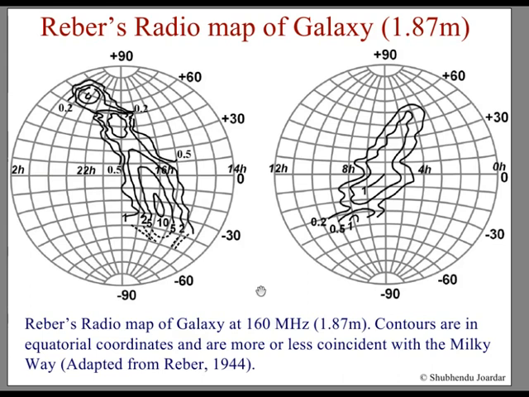It was a single dish, and he plotted the Milky Way at a frequency of 160 megahertz using the equatorial coordinates. He was the first radio astronomer, because Jansky only discovered the phenomenon that radio waves come from the outside world, but Reber was the first person to make the charts.